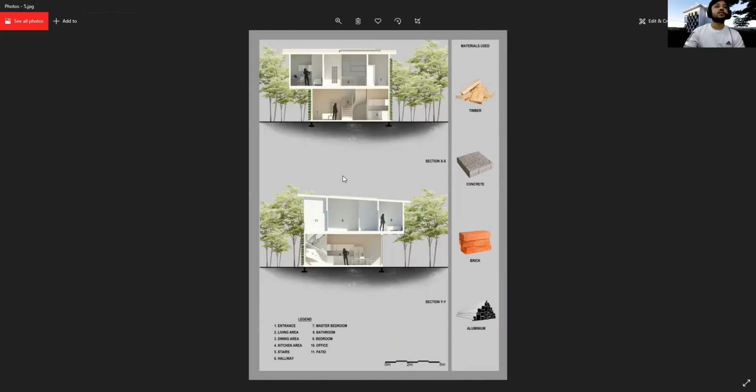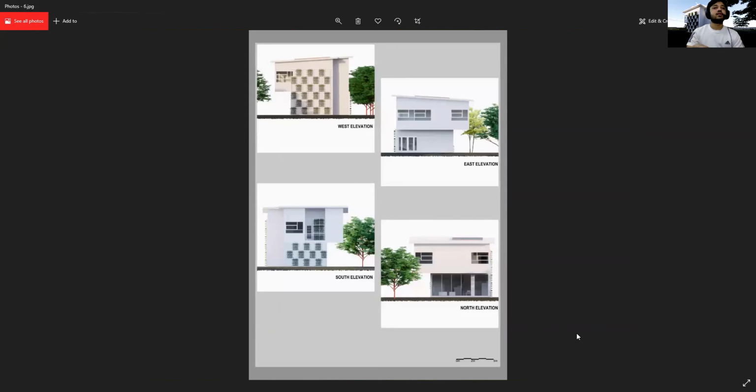Okay, so these are the sections of my building. Then the materials used for my project are timber, concrete, brick, and aluminum. And these are the elevations. This is the back elevation, this is the front elevation, this is the left elevation, this is the right elevation.